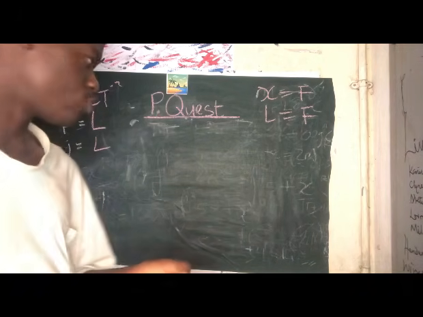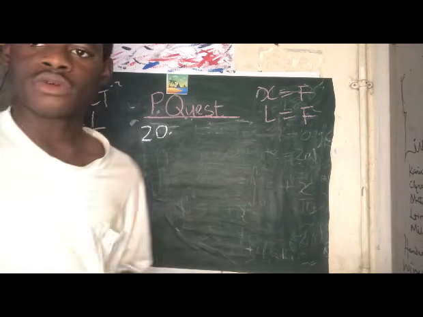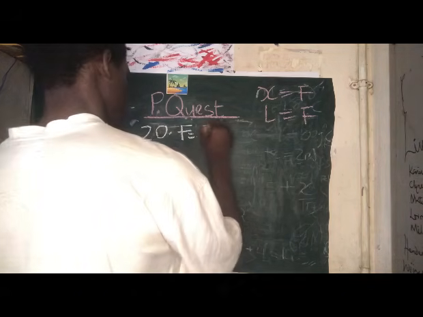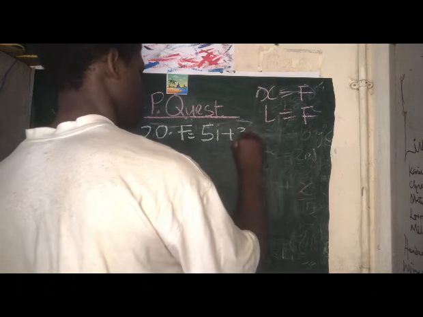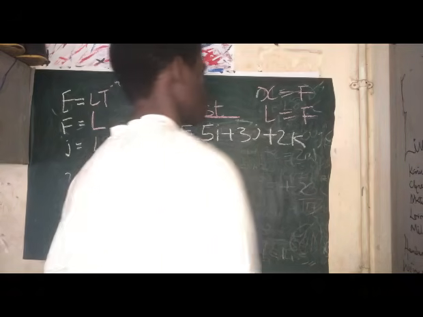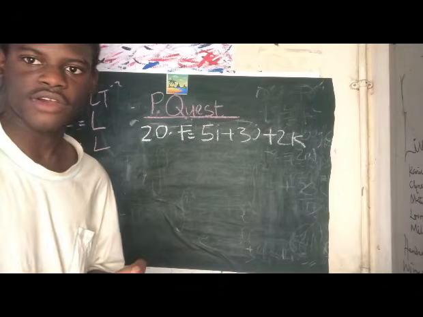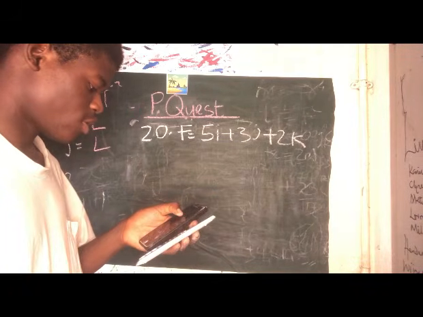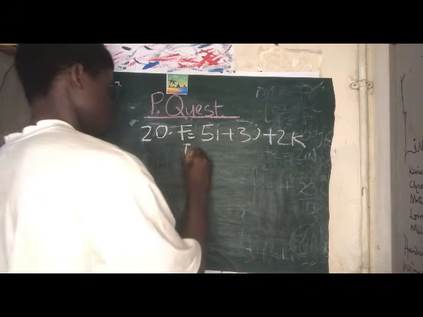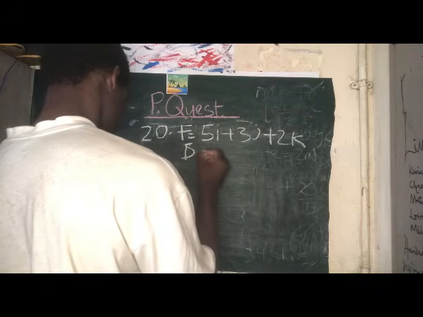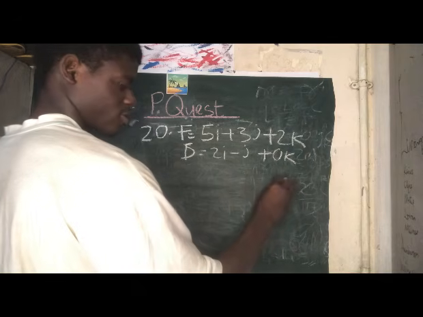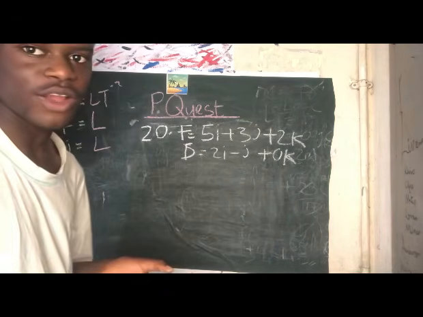So question number 20. They said if F, that's force, is 5i plus 3j plus 2k, and it moves a particle P, the displacement is 2i minus j plus 0k. Then find the work done.